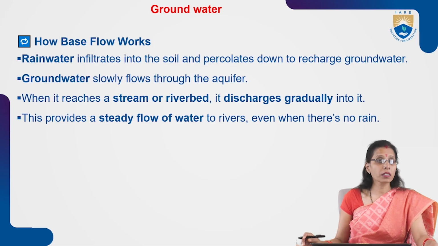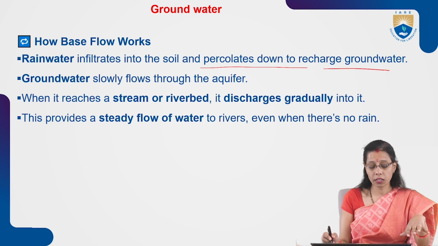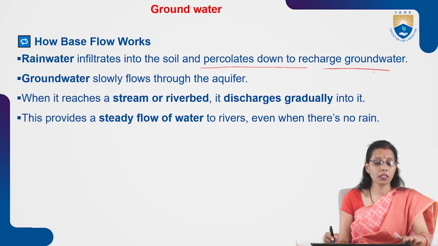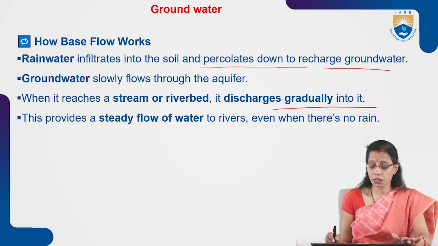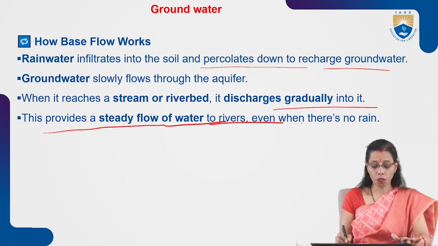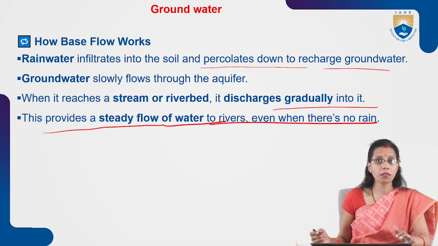How does base flow work here? Rainwater infiltrates into the soil, percolates down to recharge the groundwater, and groundwater slowly flows through the aquifer. When it reaches a stream or riverbed, it discharges only gradually into it. This provides a steady flow of water to rivers and streams, even when there is no rain.